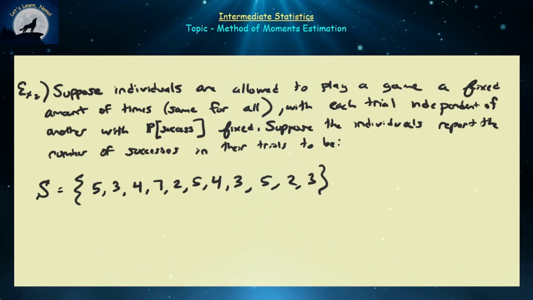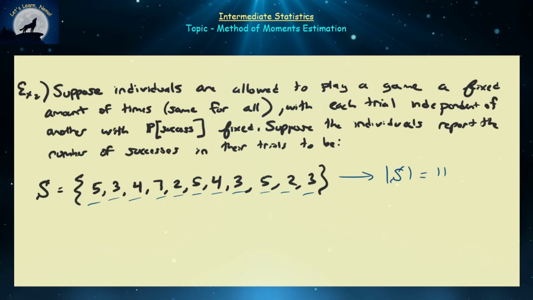Let's suppose that the individuals report the number of successes in their trials to be as follows: 5, 3, 4, 7, 2, 5, 4, 3, 5, 2, 3. So this is going to give us our sequence. So how many do we have? So we have 1, 2, 3, 4, 5, 6, 7, 8, 9, 10, 11 values. So we have 11 people in our particular sample.